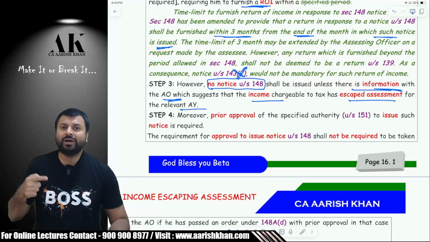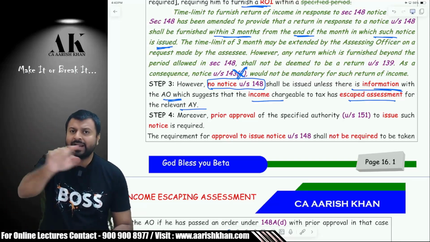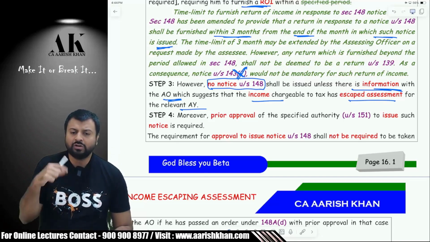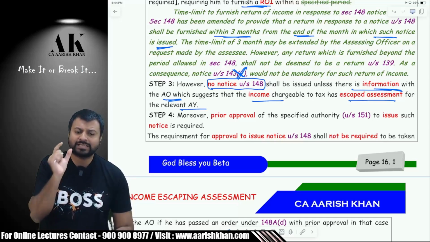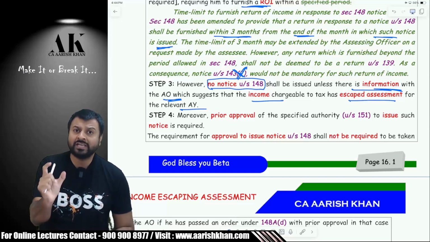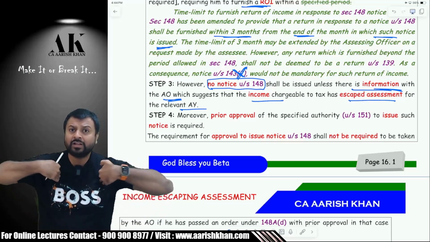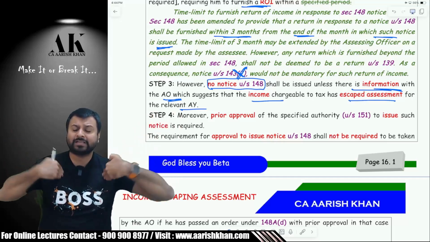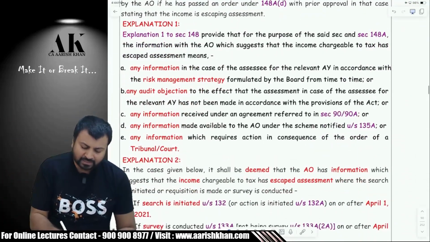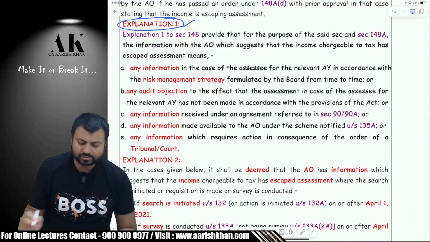So, unless the AO has information that you have escaped assessment, the AO cannot send you notice. So, what do you mean by the phrase "information with the AO which suggests that income chargeable to tax has escaped assessment"? This is a very long but very important phrase. When can the AO send you notice? When the AO has information that income chargeable to tax has escaped assessment. Sir, what do I mean by this phrase? This phrase is explained in Explanation 1 to section 148.